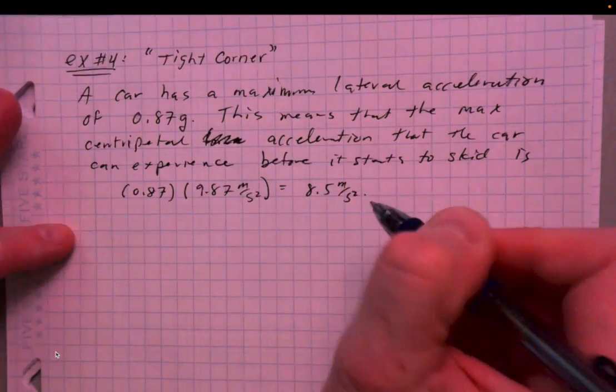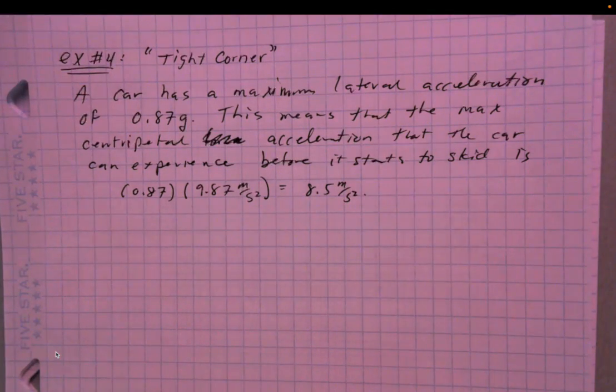per second squared. Okay, so it can experience a centripetal acceleration up to 8.5 meters per second squared, and then anything beyond that, the car is going to start skidding. Okay, it's going to start to slide.